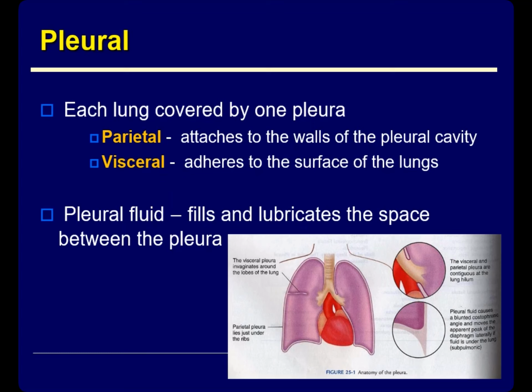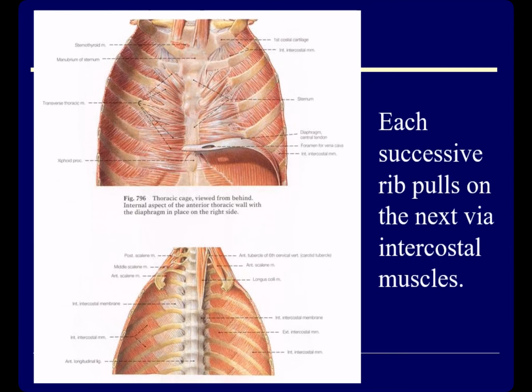Each lung is covered by one pleura. The parietal pleura attaches to the walls of the pleural cavity, and the visceral pleura adheres to the surface of the lungs. Pleural fluid fills the space between the parietal and the visceral pleura. Each successive rib is very important, helping to pull via the intercostal muscles.